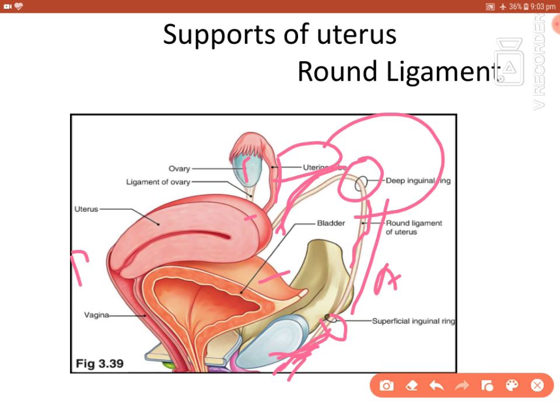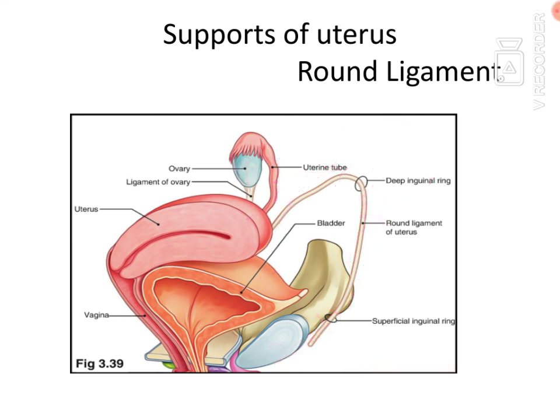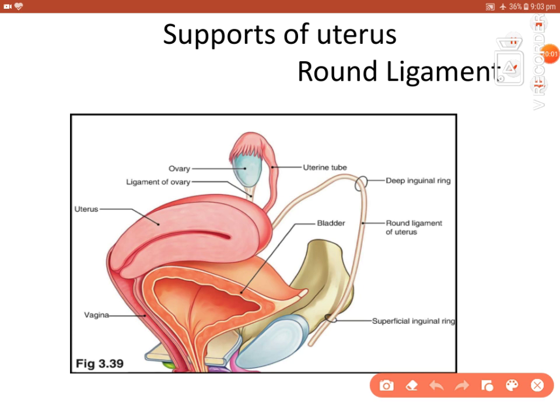So this round ligament pulls the uterus forwards, and the uterosacral, which we have seen in the previous figure, pulls the uterus backwards. These two ligaments maintain the angle of anteversion. So important.